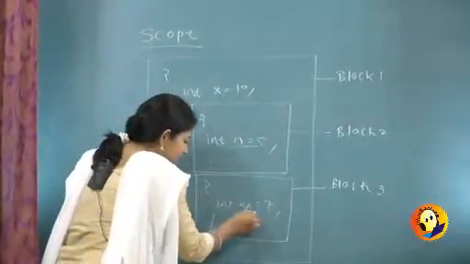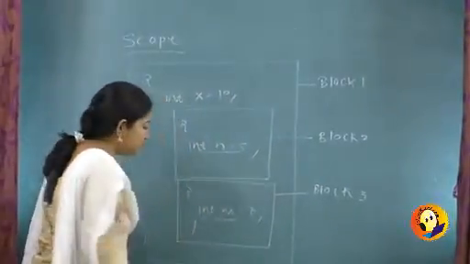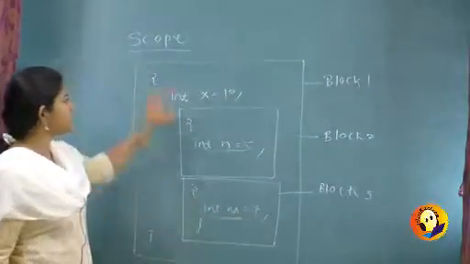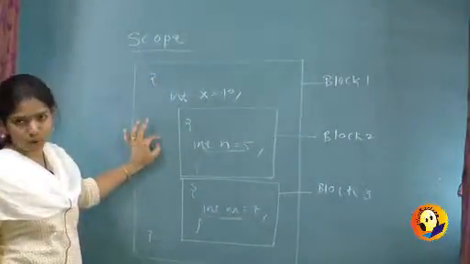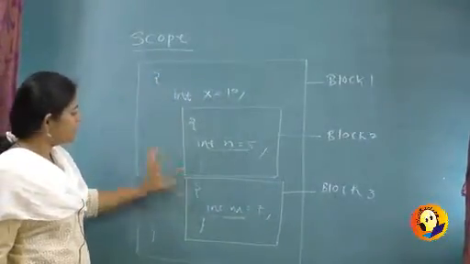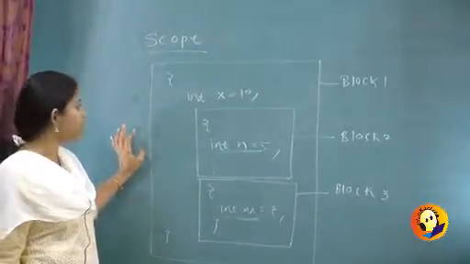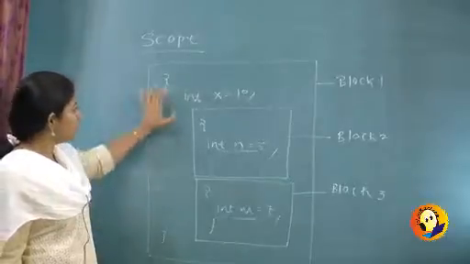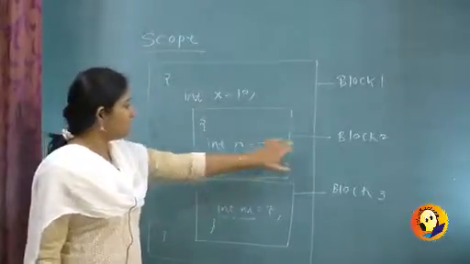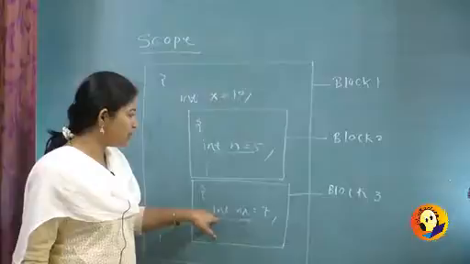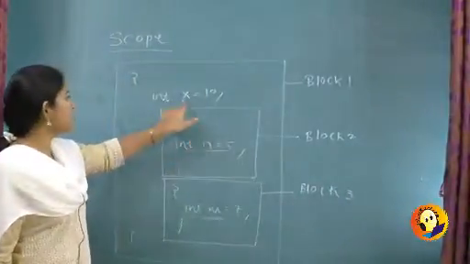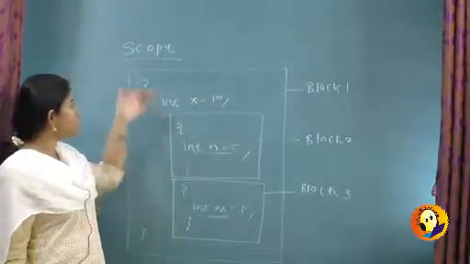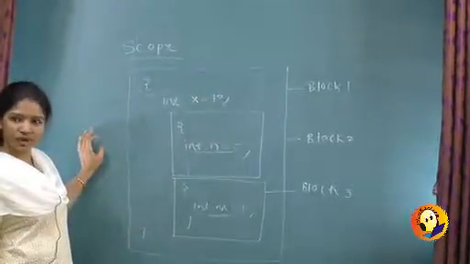If I consider variable m, then variable m is accessible only in block 3 and is not accessible in block 1 and block 2. So in this way I can specify scope for variables. This is just an example of how I can access variable n inside block 2, how I can access variable m inside block 3, and how variable x is accessible in blocks 1, 2 and 3. In this way I can specify scope for a variable.